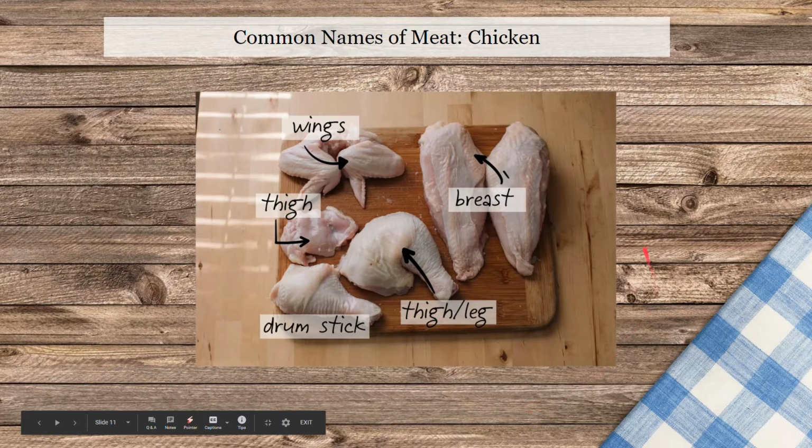And finally, let's talk about chicken. These are the names of different parts of a chicken. These are called the breast, wings, thigh, drumstick. And when these two pieces are together, we usually call it the thigh or the leg. The leg or thigh of a chicken. Good.